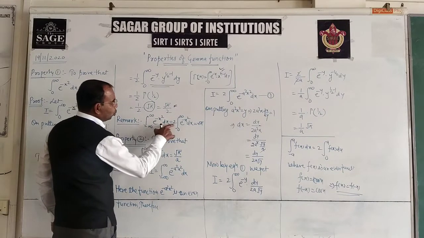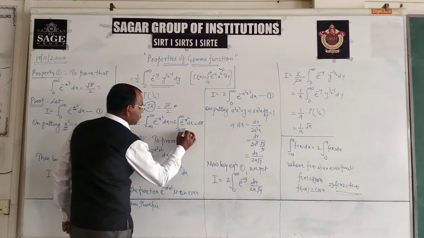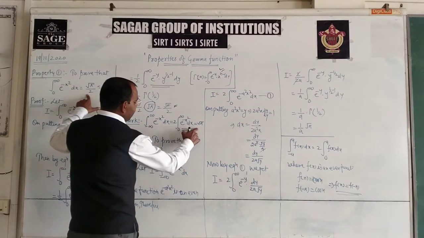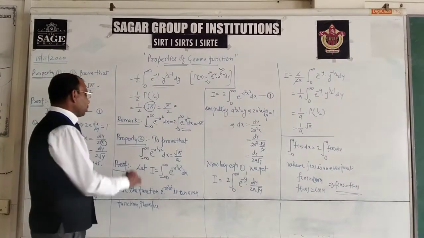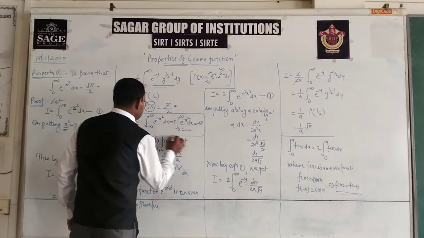Therefore, now we change it to 2 times the integral from 0 to infinity of e to the power minus x square dx, and this is the value root pi upon 2. Under root pi upon 2, the 2 cancels. This will be under root pi. This is the remark on property number 1.